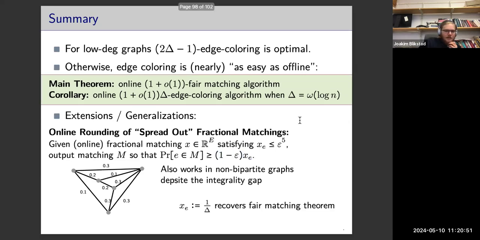Okay. And to see that this algorithm is a straight generalization of our fair matching algorithm, just input the static matching where you assign a fractional value of 1 over delta on each edge, then you match each edge with probability roughly 1 over delta. And it's a very spread out matching as well.